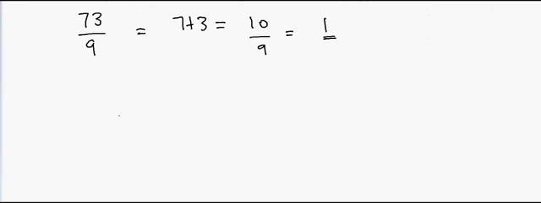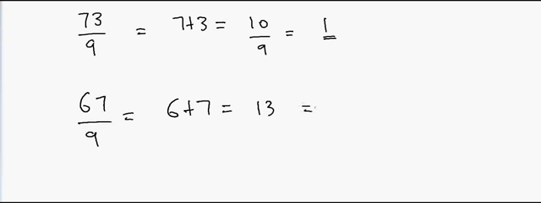Again, if I have 67 and I want to divide by 9, in that case 6 plus 7 is equal to 13, and again 1 plus 3 is equal to 4. So the remainder is 4.